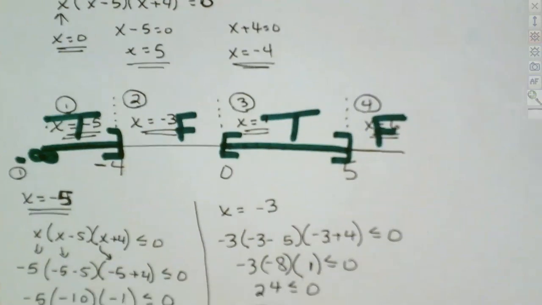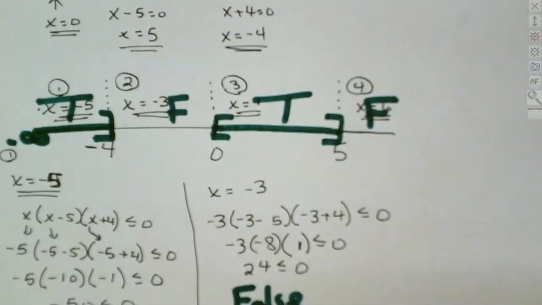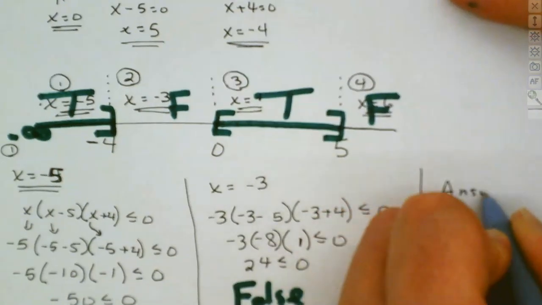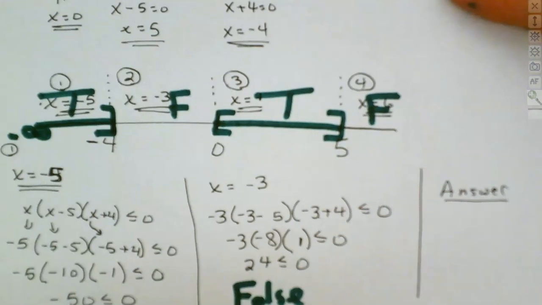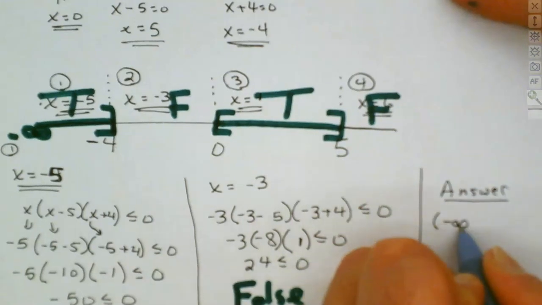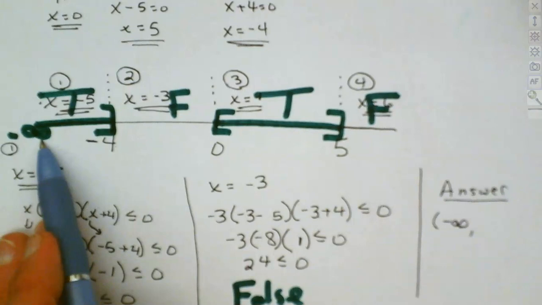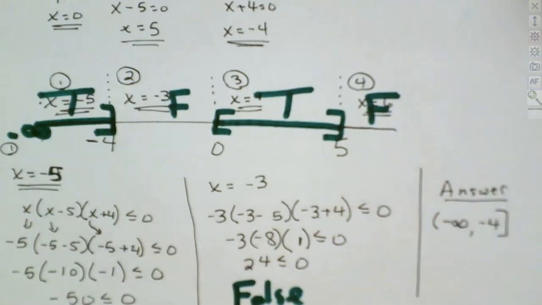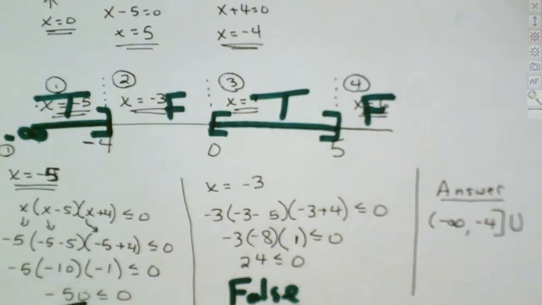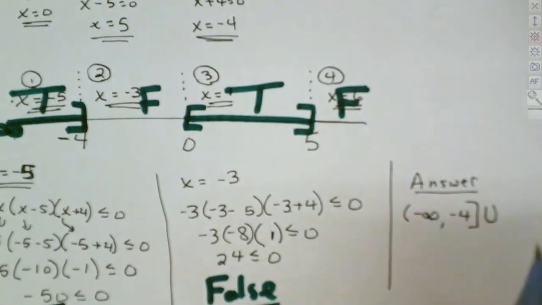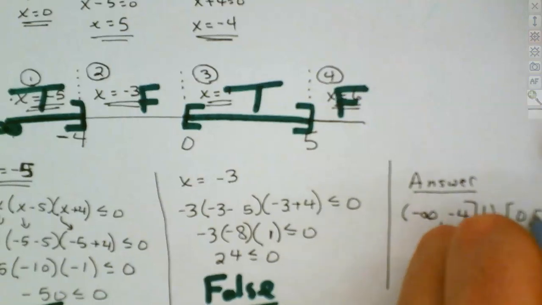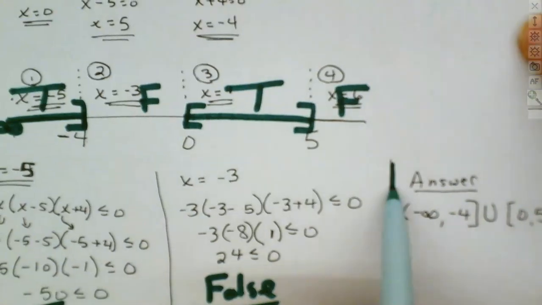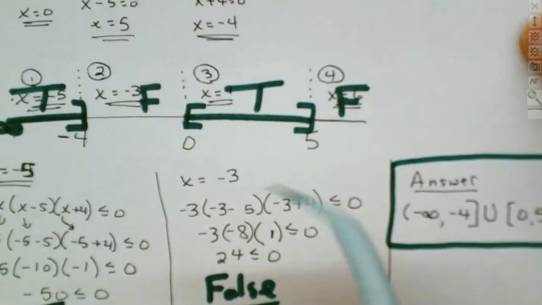So how would I write my answer now? Let's write up the answer over to the side. Well, the answer would be negative infinity, because infinity always gets parentheses, comma, negative 4 with the square bracket. We use a U for union. 0 to 5, also with square brackets. So that would be your answer. You just write up what is the true part.